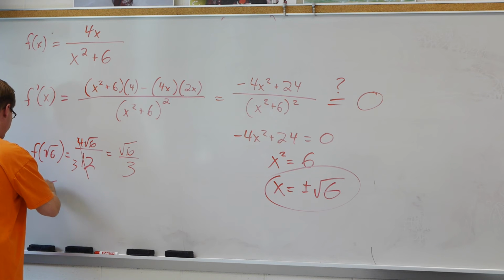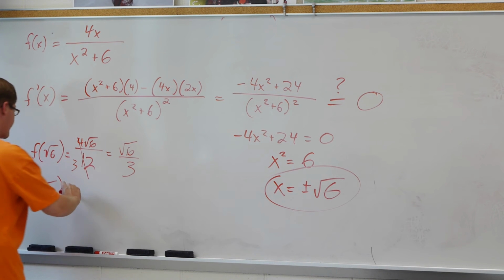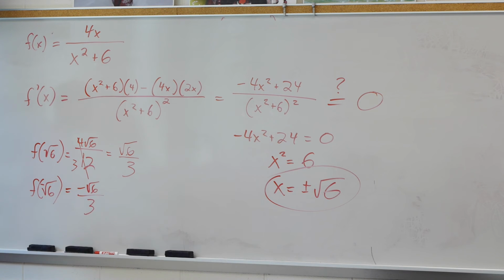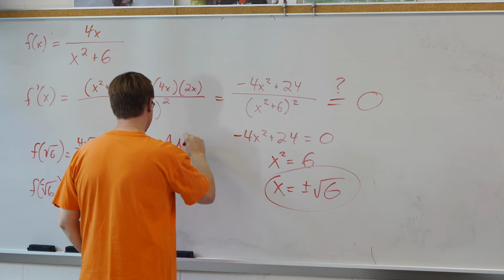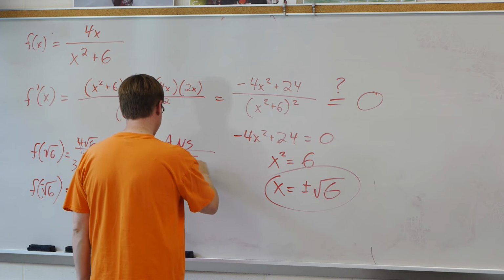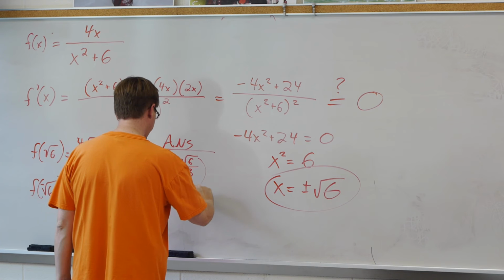And f of the other point, negative root 6. Well, if I plug in a negative root 6 here, the only thing that changes is the minus sign, right? Because the squared is still positive. So that's just going to be negative root 6 over 3. So that makes my 2 points. Root 6 comma root 6 over 3. And negative root 6 comma negative root 6 over 3.